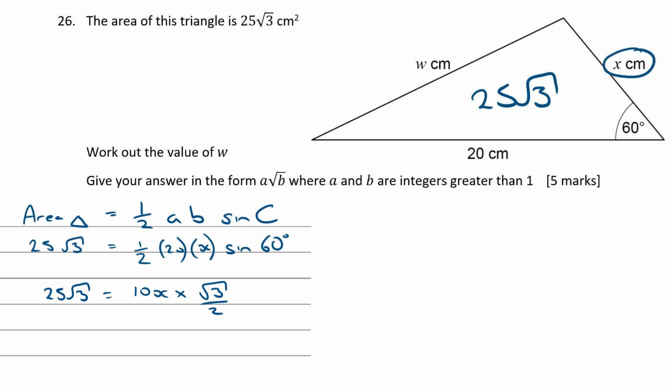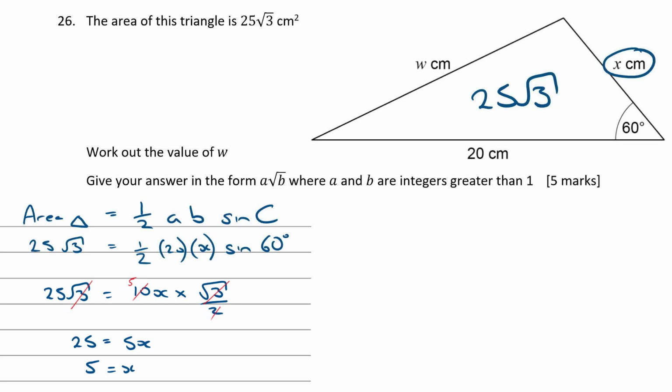So now what can I do? I've got root 3 on both sides. I've got a root 3 and I can cancel it with that root 3 there. That should make life a lot easier. I can divide the 2 into the 10 and make 5. So now I've got 25 is equal to 5x. And then divide both sides by 5. I'm going to get x is equal to 5.